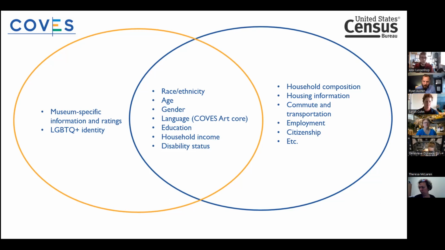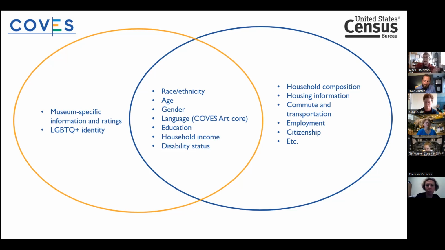What is shared, at least in topic, is mostly demographic information. So things like race and ethnicity, ages, genders. On the COVES art survey, language spoken at home is a core question, and a few science sites ask that. Also educational attainment, household income and disability status.